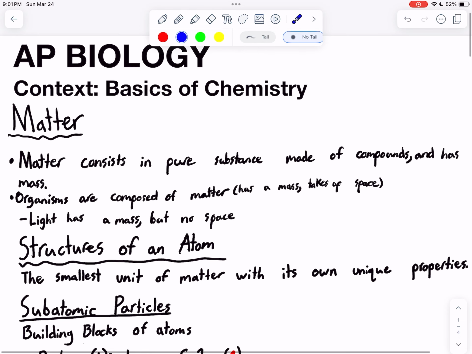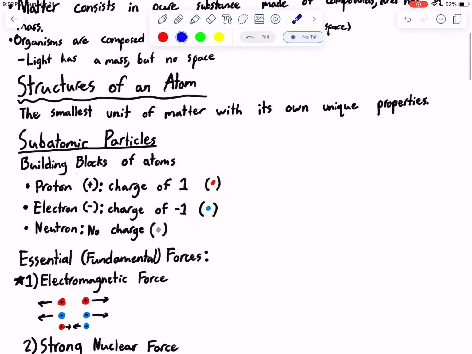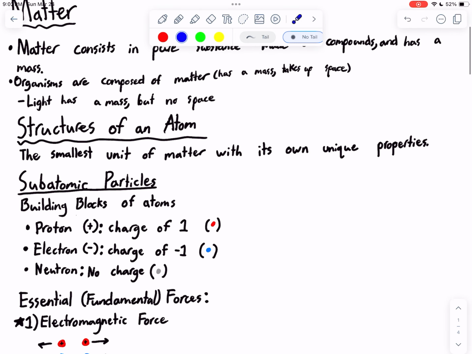Anyways, as I mentioned before, matter is built up of molecules and atoms, and I think it's important to get started with what is an atom. An atom is essentially the smallest unit of matter with its own unique properties, as in it has its own unique melting point and its own color and texture and look. It's the smallest unit of matter that has its own unique properties.